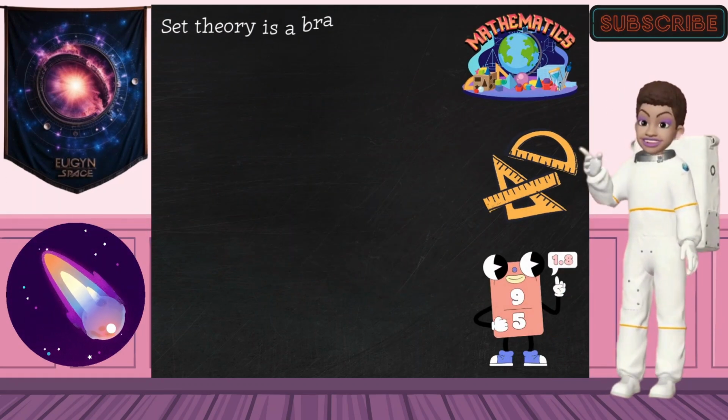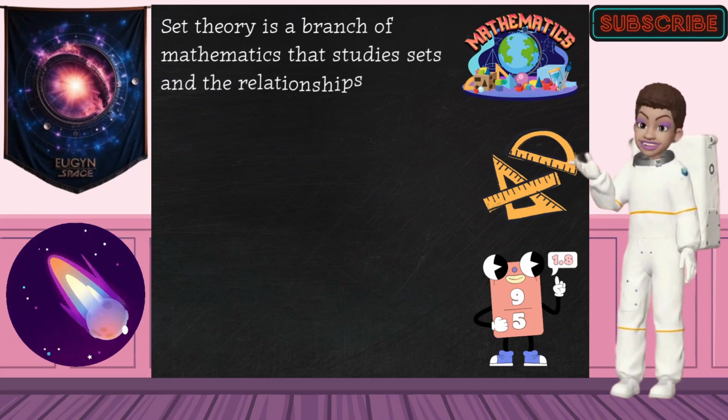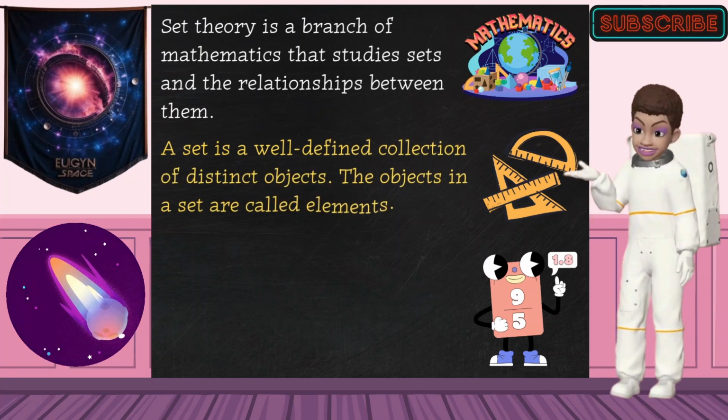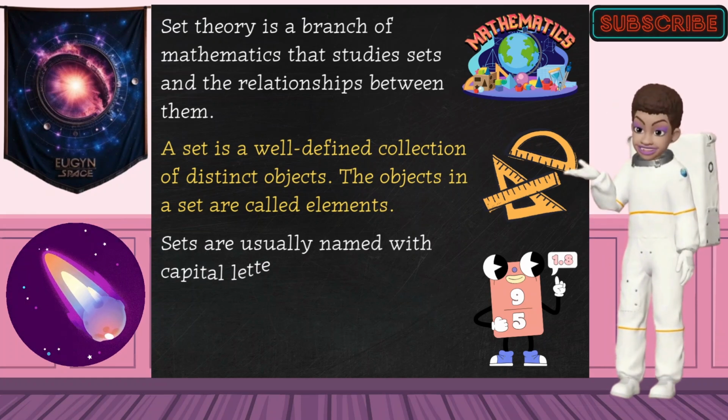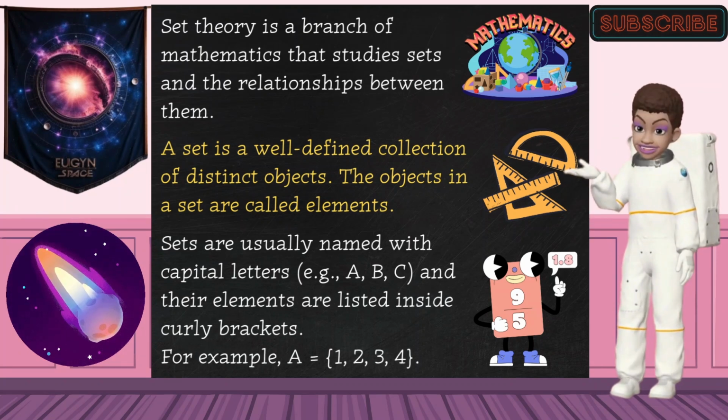Set theory is a branch of mathematics that studies sets and the relationships between them. A set is a well-defined collection of distinct objects. The objects in a set are called elements. Sets are usually named with capital letters, for example, capital A, and their elements are listed inside curly brackets. For example, set A has the elements 1, 2, 3, and 4.